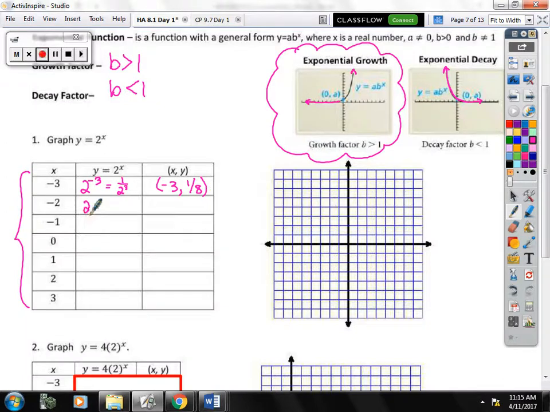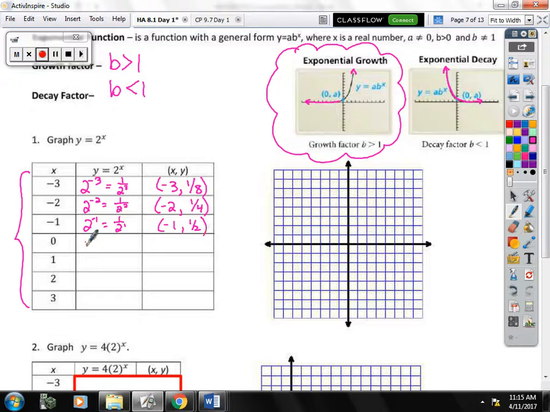2 to the negative 2 would become 1 over 2 to the positive 2. Then we evaluate to get 1/4. 2 to the negative 1 becomes 1 over 2 to the positive 1, which is just 1/2.